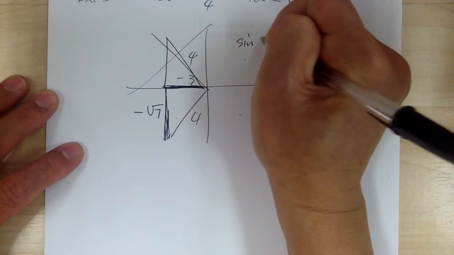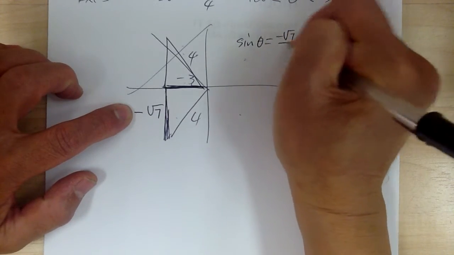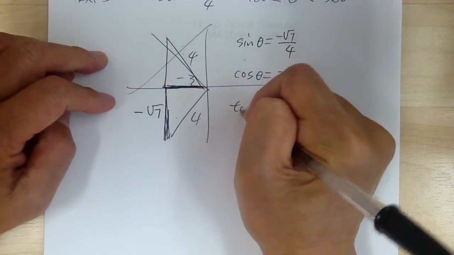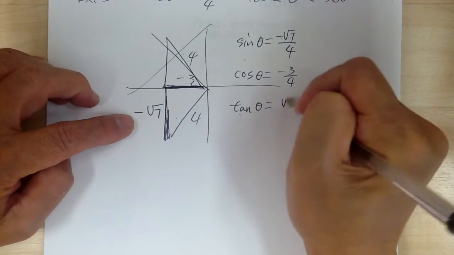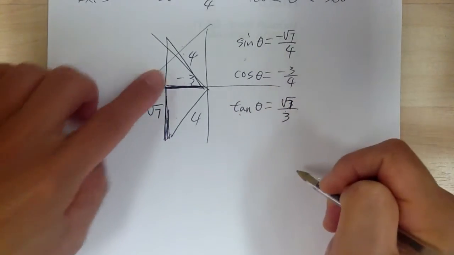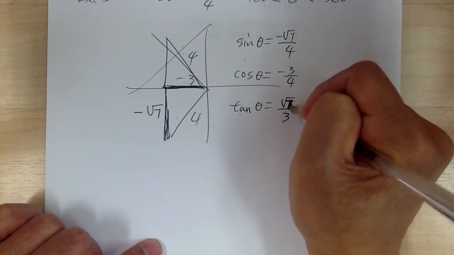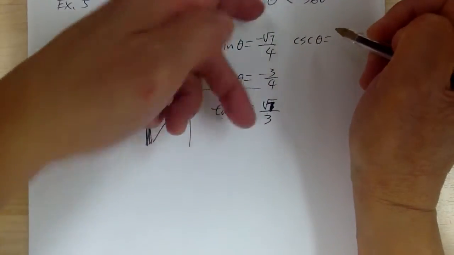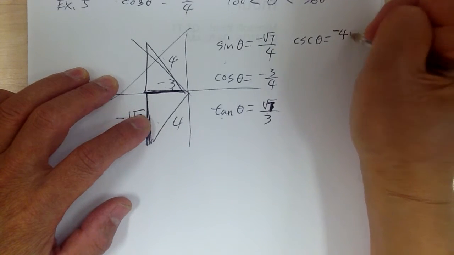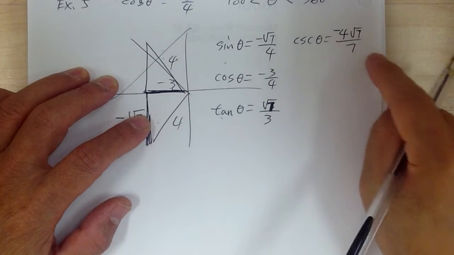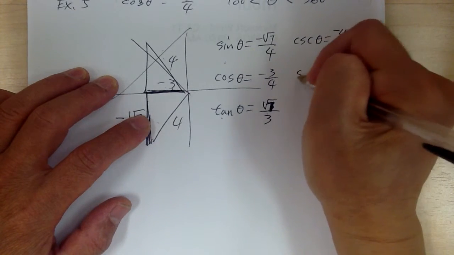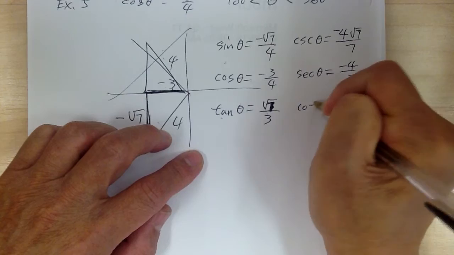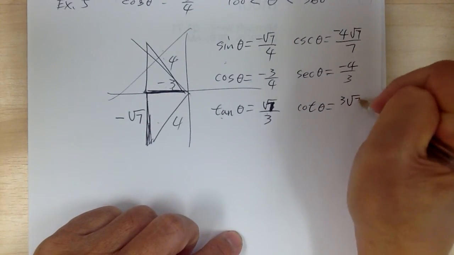So sine theta equals -square root of 7 over 4. Cosine is already given, but I'm going to write it again: -3 over 4. Tangent theta is this over that, so it'd be square root of 7 over 3, right? Y over x. And the negative cancels out. Then after that, you get cosecant. You just flip this over, so it's going to be -4 square root of 7 over 7. You flip it over and multiply by square root of 7 over square root of 7. Secant theta, you flip this upside down, you get -4 over 3. Cotangent, you flip this over, so you're going to get 3 square root of 7 over 7.